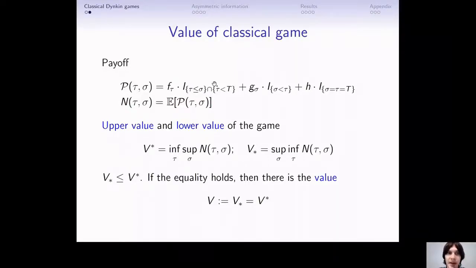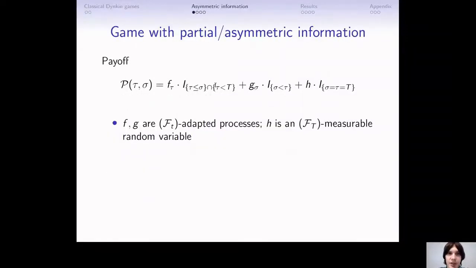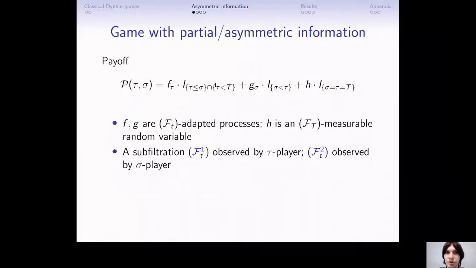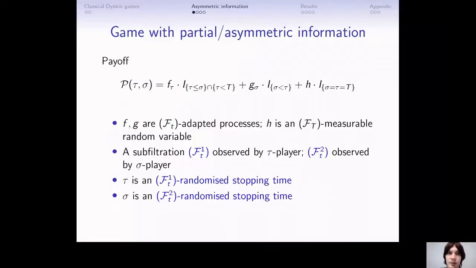This was the classical game, and now we move to the game with asymmetric information that we study. The payoff of this game is identical to the classical game, but we also introduce two subfiltrations of the general filtration F that represent the flow of information available to each of the players. Unlike the classical setup where the strategies of the players were F-stopping times, in this game tau will be an F1 randomized stopping time and sigma will be an F2 randomized stopping time. I will give the definition of a randomized stopping time in a minute.